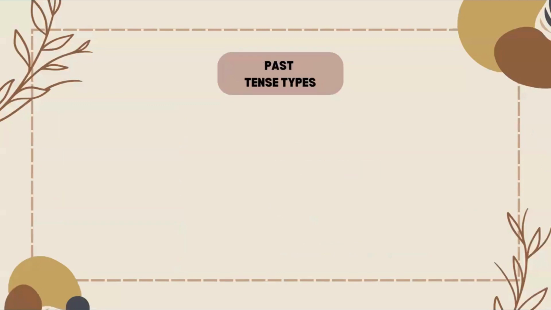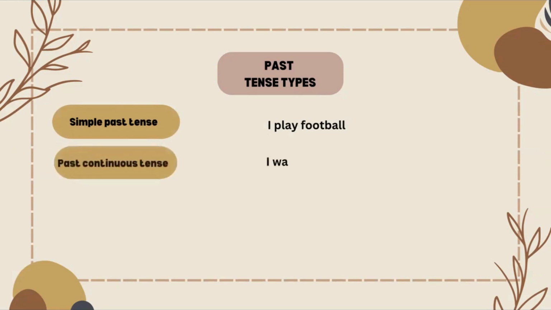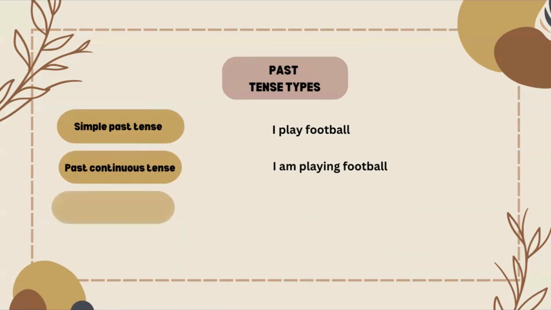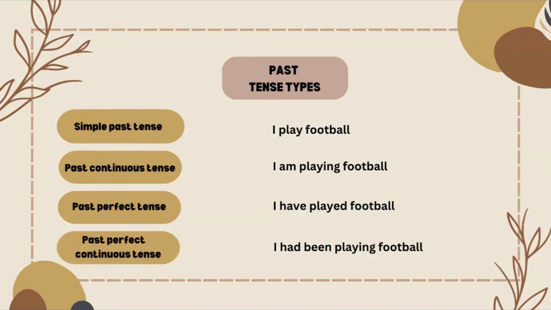Next is past tense. In simple past tense, the example is I played football. Past continuous tense. Example, I was playing football. Past perfect tense. Example, I had played football. Past perfect continuous tense. Example, I had been playing football.